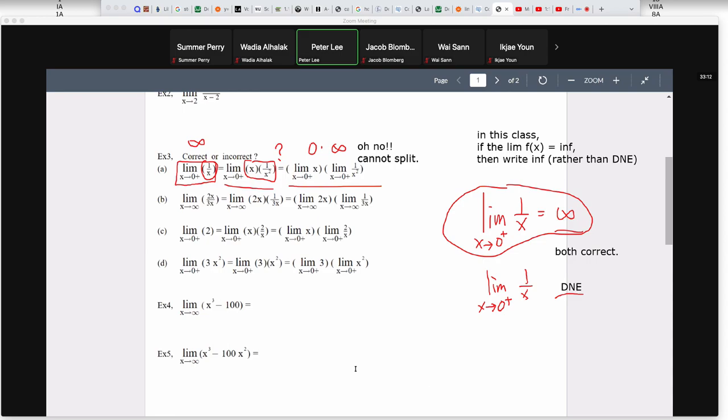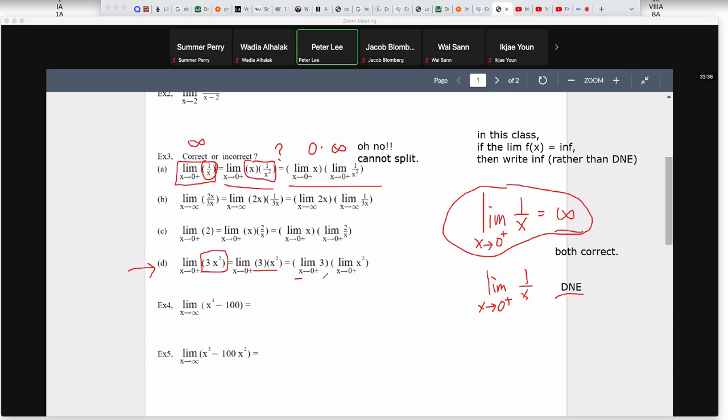Now let's look at example 3, part B, the last one. Example 3: 3 times the limit of 3x squared where x is heading to 0 plus. Now can you split that? Can you write that 3x squared as 3 times x squared? That's not a problem.